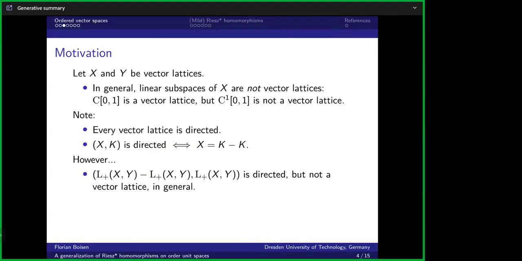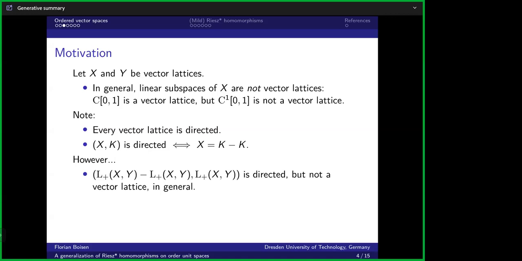And another example happens when you work with operator spaces. It turns out that every vector lattice itself is directed. Of course, because any two elements have the supremum as common upper bound. And you can show that the space being directed is equivalent to the cone being generating, meaning that any element can be written as a difference of two positive elements.